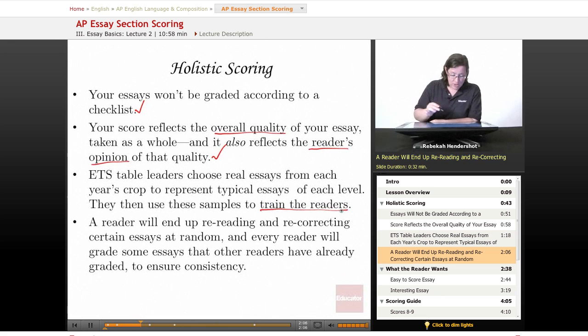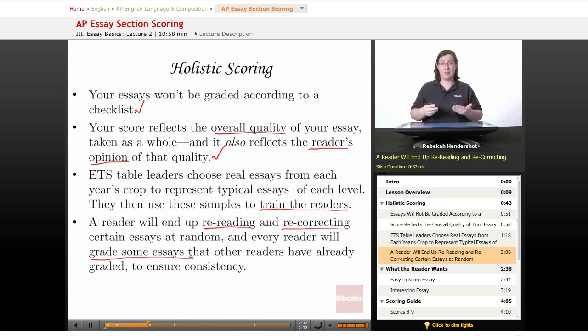Now, a reader will end up rereading and recorrecting certain essays at random. He won't know whether any essay he's reading has already been graded or not. And every reader will grade some essays that other readers have already graded to ensure consistency. So many of these readers will grade your essay twice, or your essay will go to 2 different readers at 2 different times to see if you get widely different scores, all to ensure consistency.